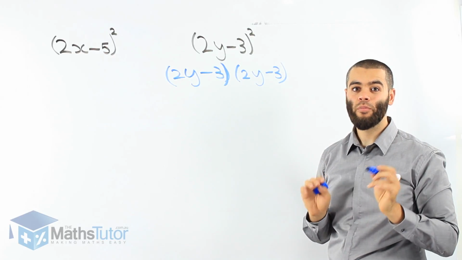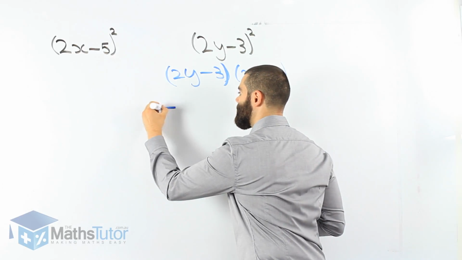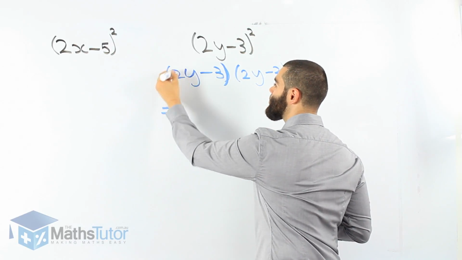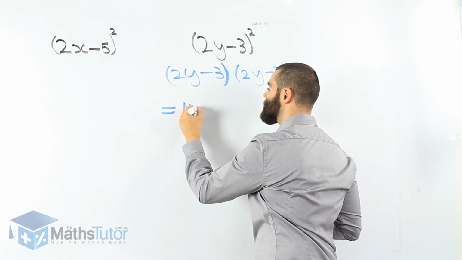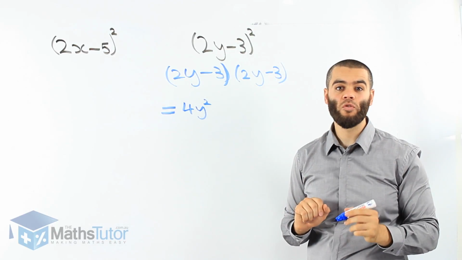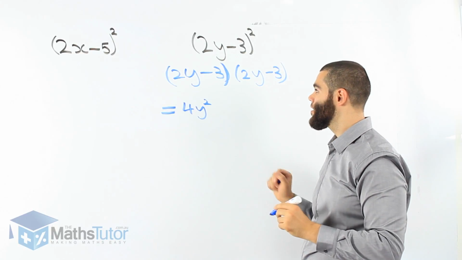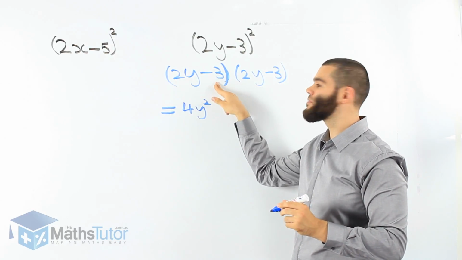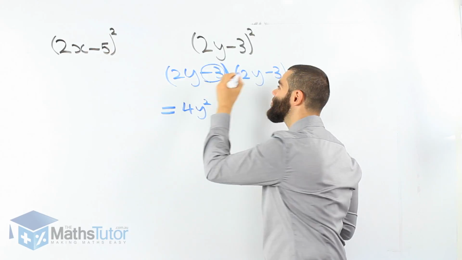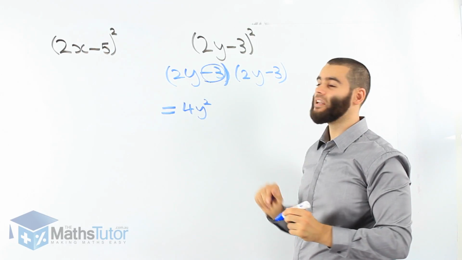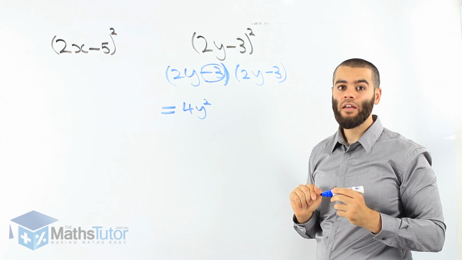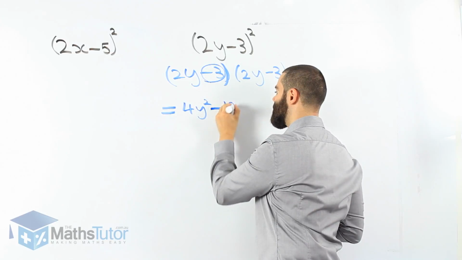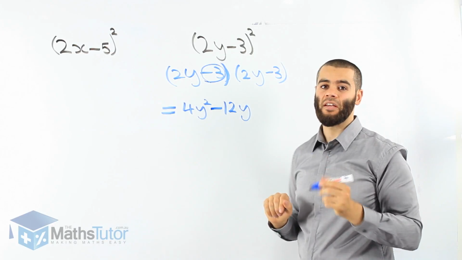We follow the same process. Step 1, we square the first term. The first term is there. We square it. 4y squared. 2y times 2y is 4y squared. Then the second step, we multiply the terms together. 2y times negative 3. This is not a 3, this is a negative 3. 2y times negative 3 is negative 6y. Then we times by 2. Negative 6y times 2, negative 12y. That's the second step done.